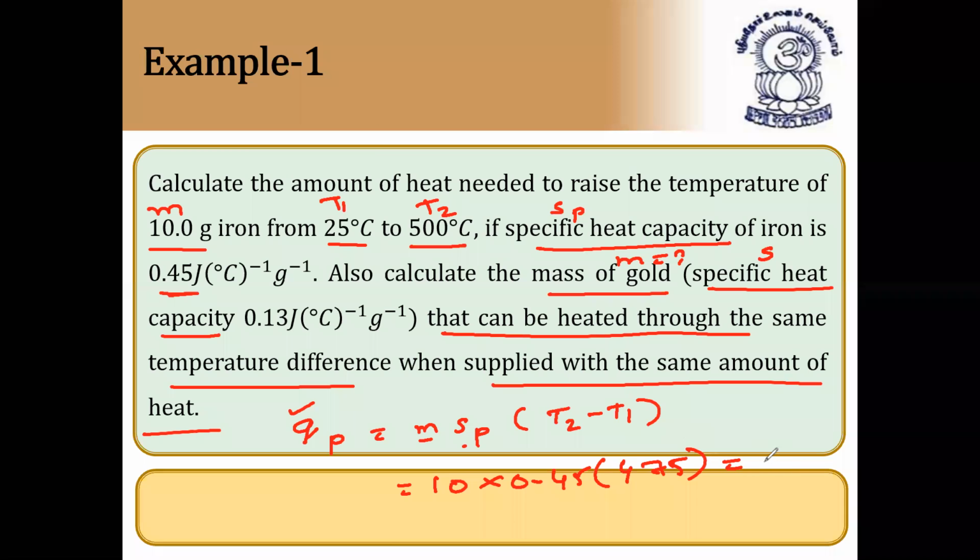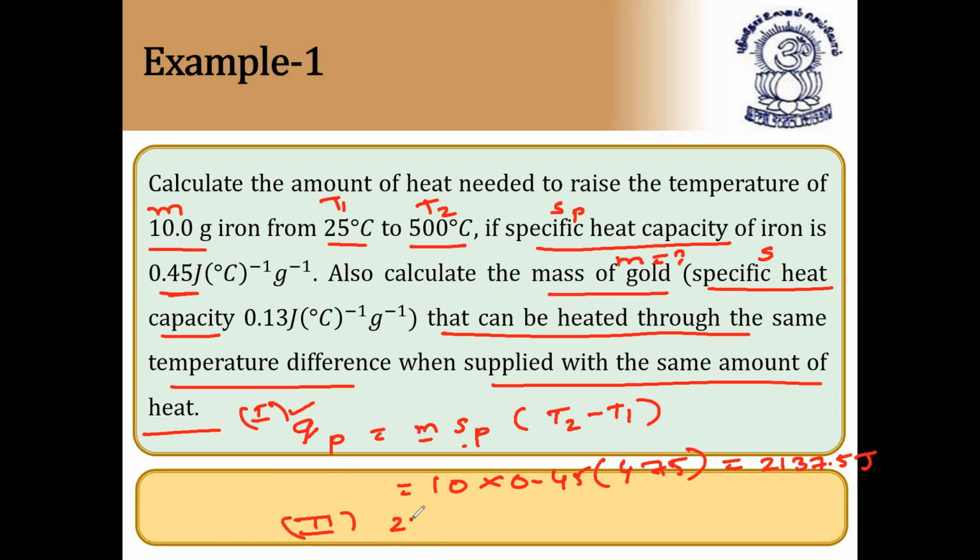So after multiplying this, you got 2137.5 joules. Now, second case. This is first case over. Second case, how to calculate? Second case, what they're asking, mass. But they are giving the same amount of heat, means this much heat.